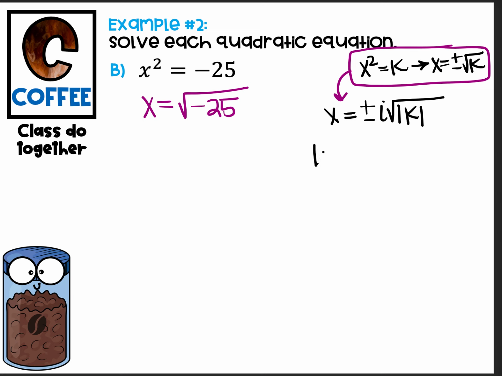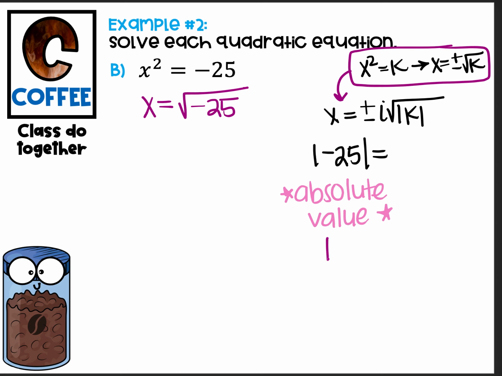To find the absolute value of negative 25, which is my k in this case, I would like to review a little bit with you what the absolute value is. The absolute value of any number is talking about the actual amount that that number represents. Whether it's positive or negative, we don't worry about that. The absolute value only considers the actual value of the number, the actual amount it represents.